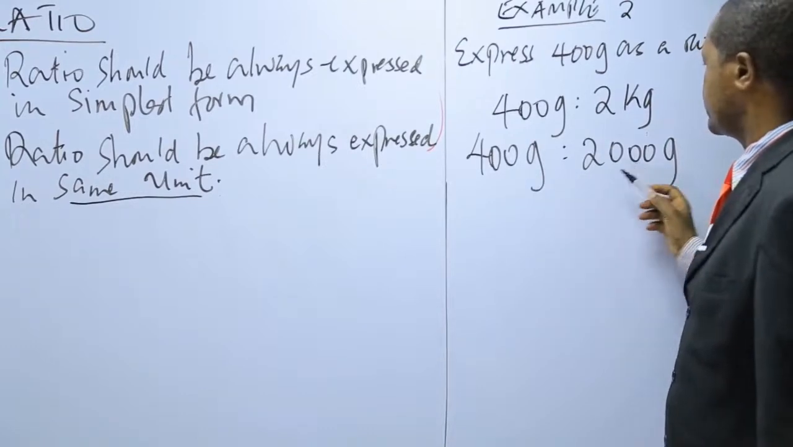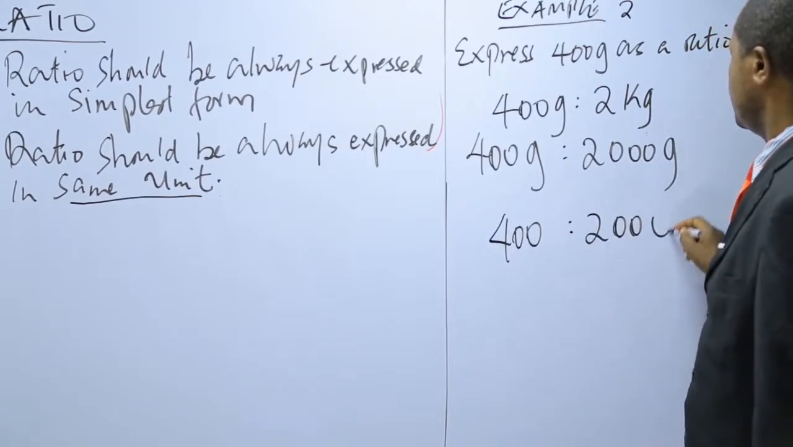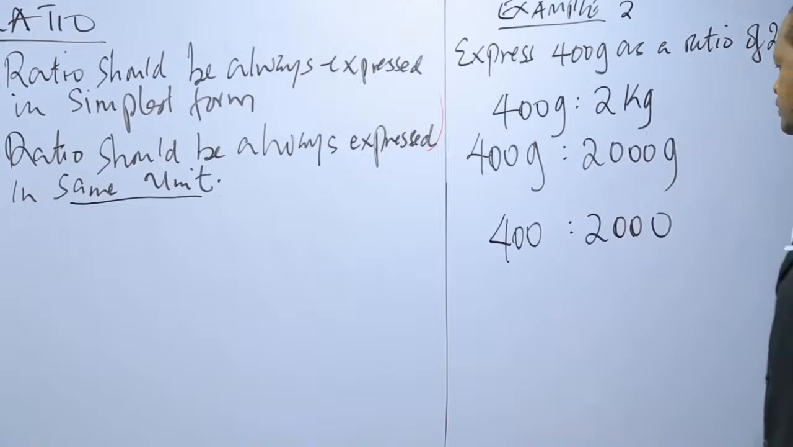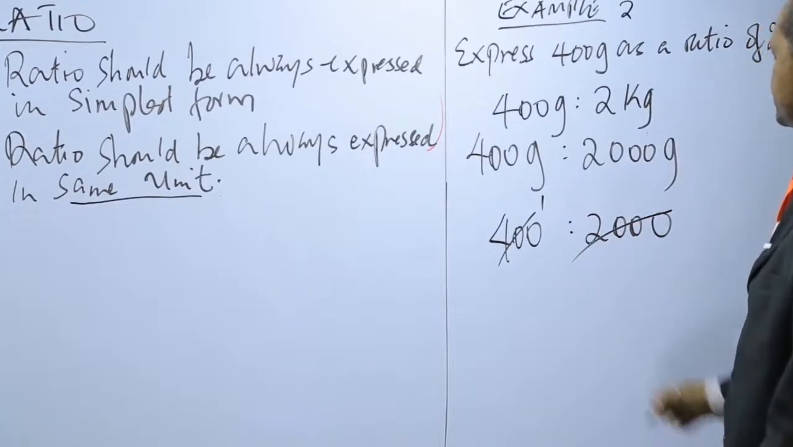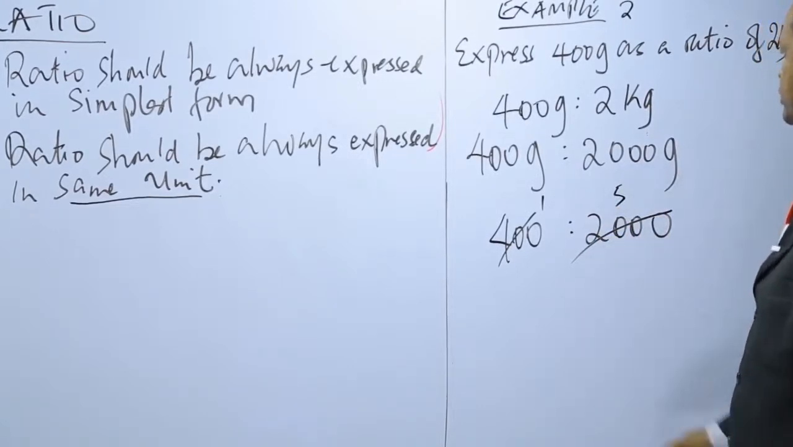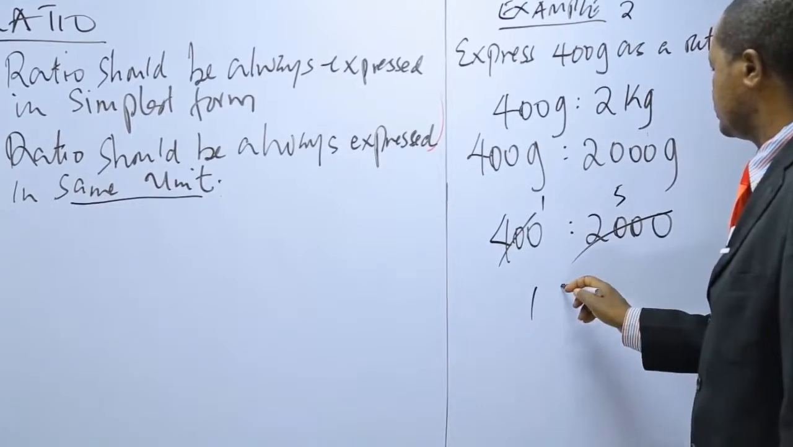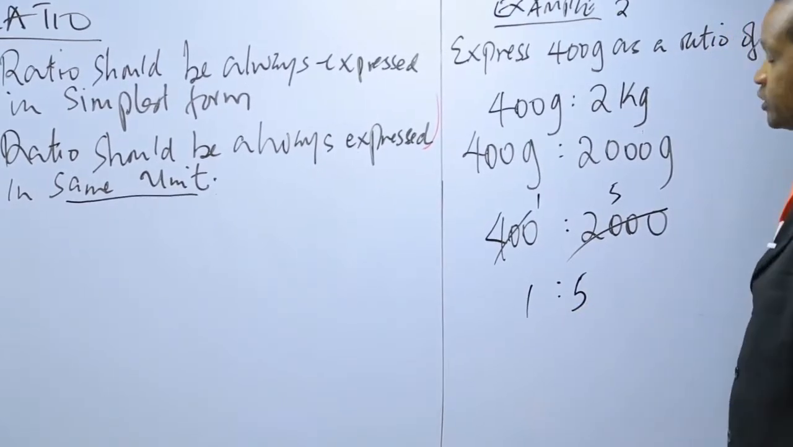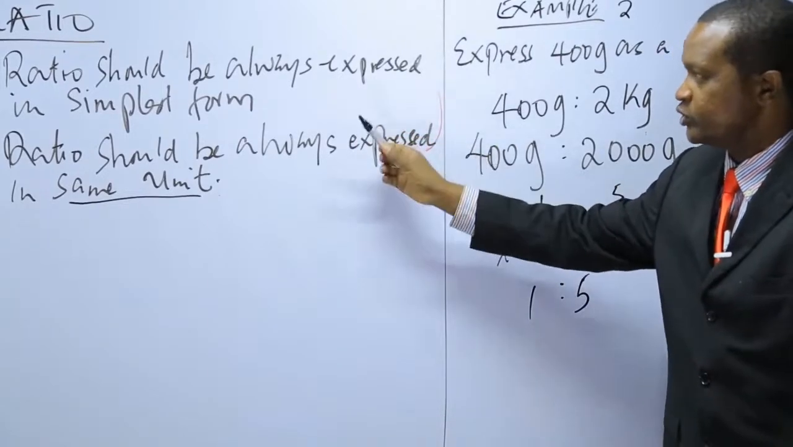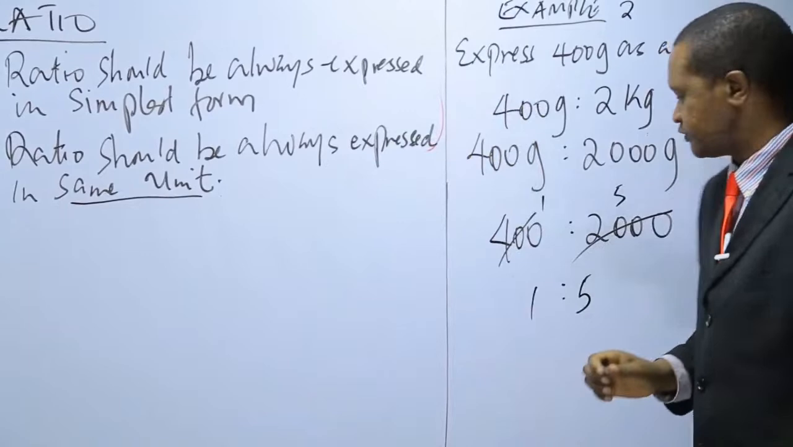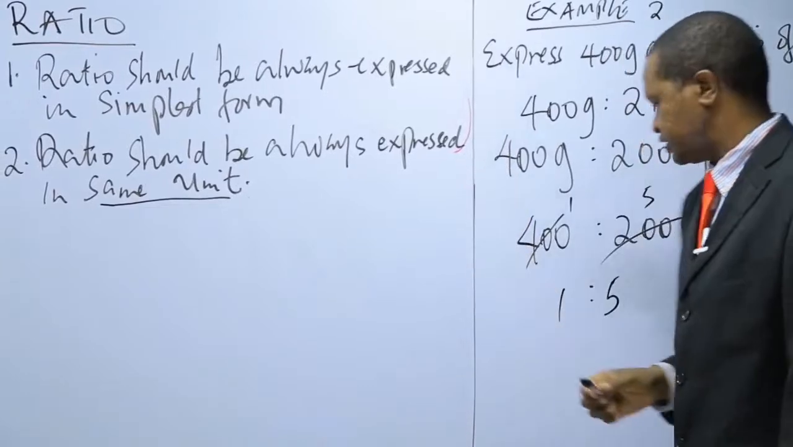400 to 2,000 in its simplest form. 400 goes here once. 400 goes here how many times? 5 times. Therefore, the ratio of 400 grams to 2,000 grams will be equal to 1 to 5. So, a very important rule. Number 1, ratios should be expressed in simplest form. Number 2, ratios should be expressed in the same unit.